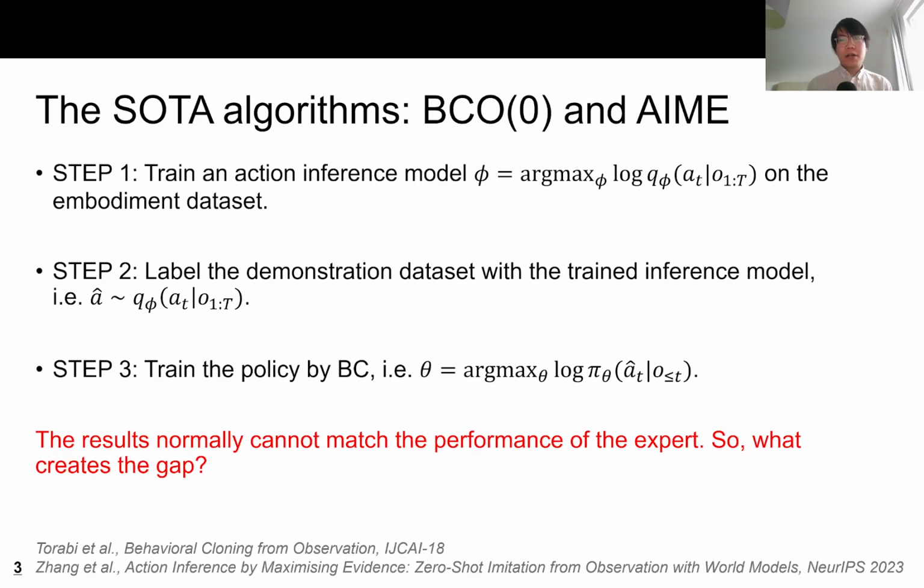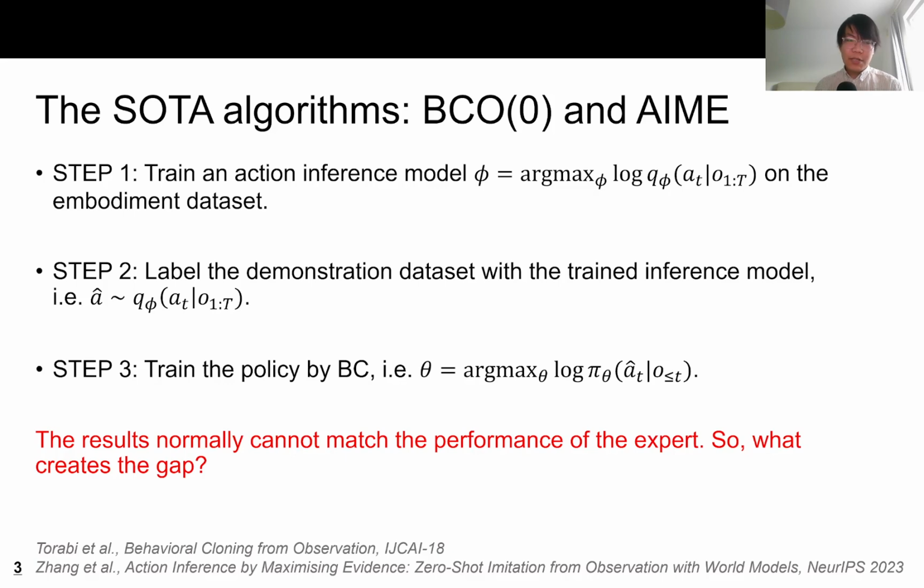The current state-of-the-art algorithms, BCO and AIM, solve the problem with three steps. In the first step, they train an action inference model on the embodiment dataset, and then they label the demonstration dataset with the trained inference model. And in the third step, they train a policy with behavior cloning.